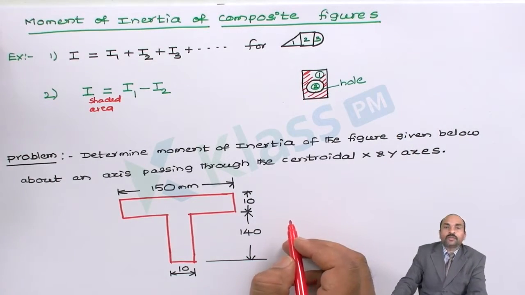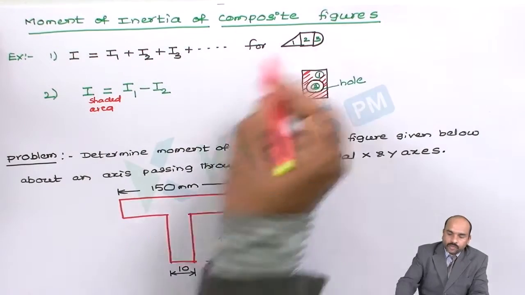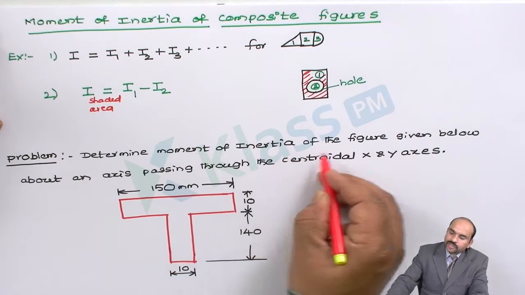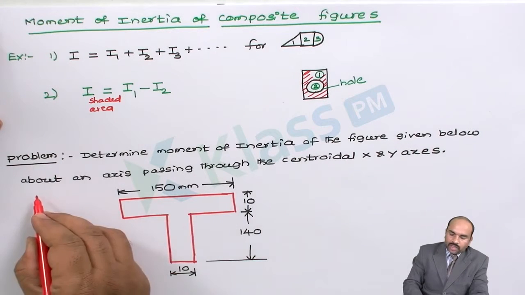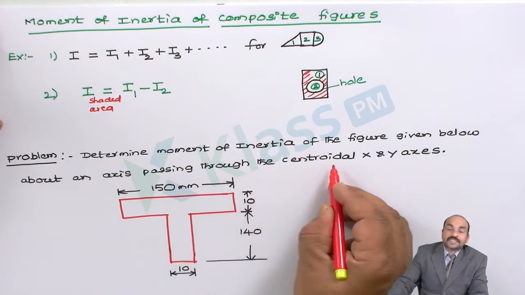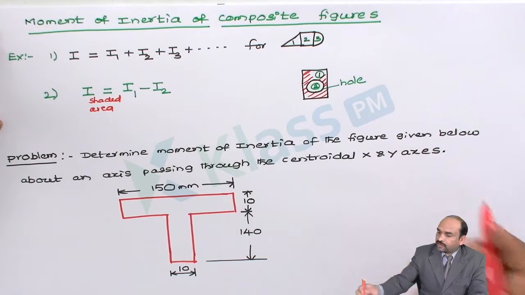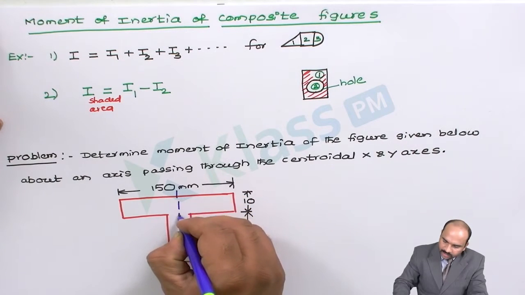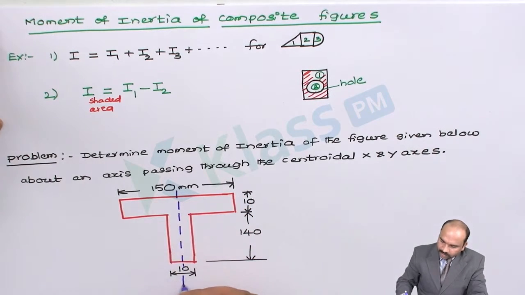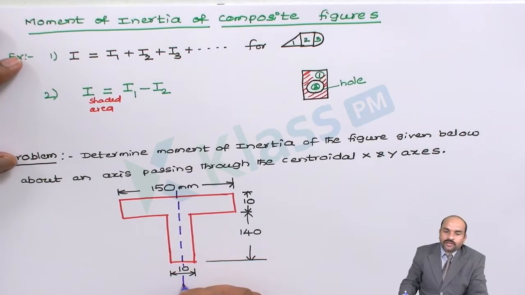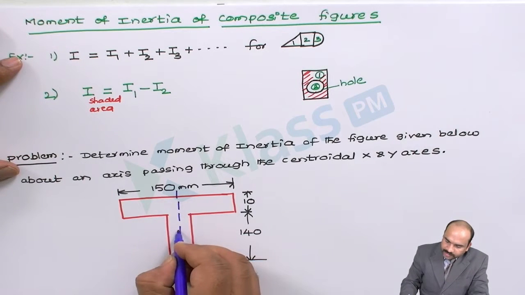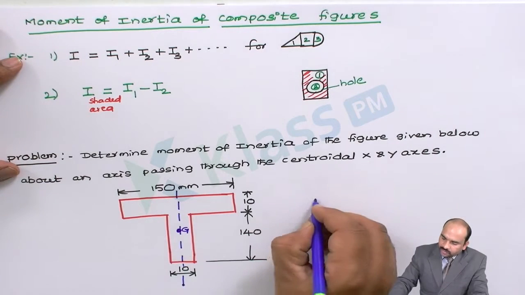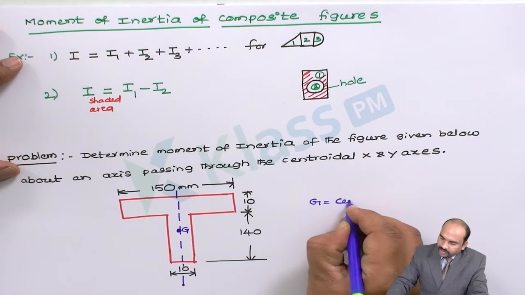Now let's take a problem on moment of inertia of composite figures. So this is the given problem. Determine moment of inertia of the figure given below about the centroidal x and y axes. This is the centroidal y axis, and the centroidal x axis is somewhere here. So this is G, and G is the centroid.